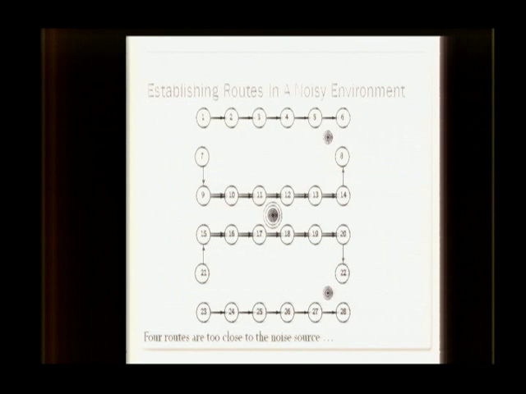We did some experiments with noise. This is a topology we used. There are 3 noise sources. There's a very powerful noise source in the center that's going to destroy a lot of packets even at a very slow and very resilient rate, and we have some smaller noise sources that are going to cause some packet losses. In this example, we have a poor selection of routes. 4 of the routes are just too close to that noise source, and we're going to lose a lot of packets.